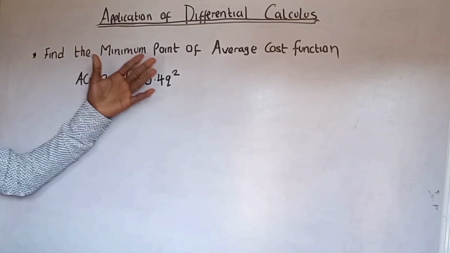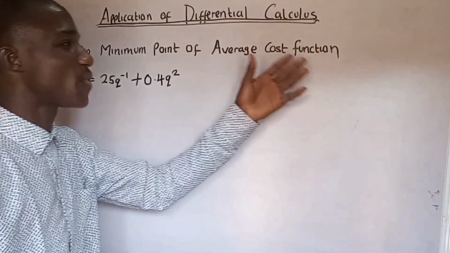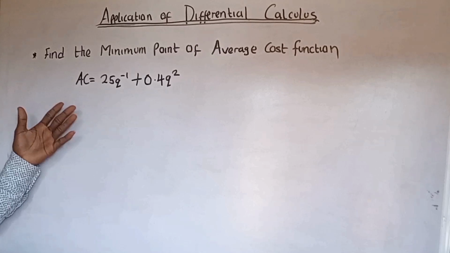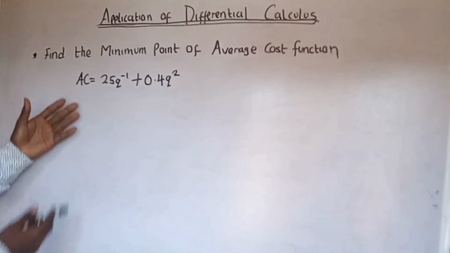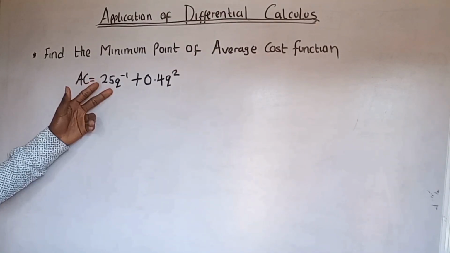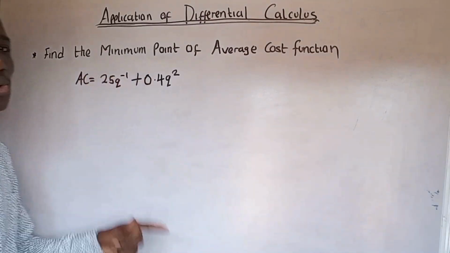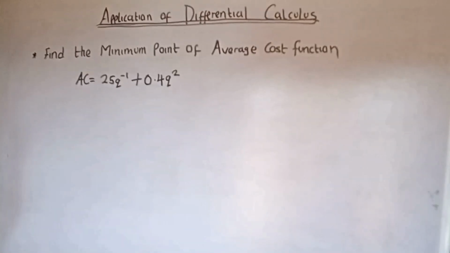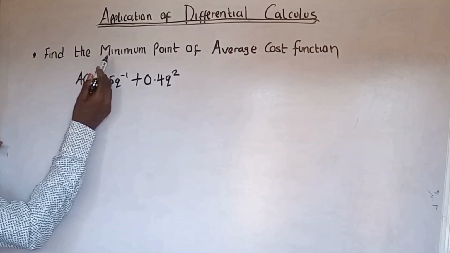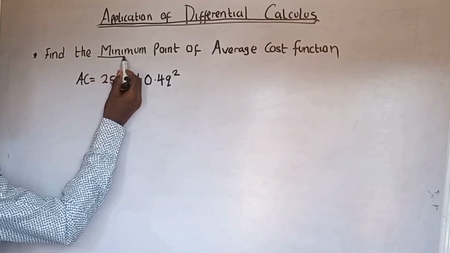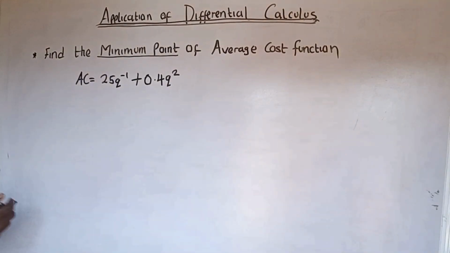Find the minimum point of the average cost function. Now this is the function that they gave us. AC, which is the average cost, is equal to 25q raised to the power of minus 1 plus 0.4q squared. Now look at the question. Find the minimum point.